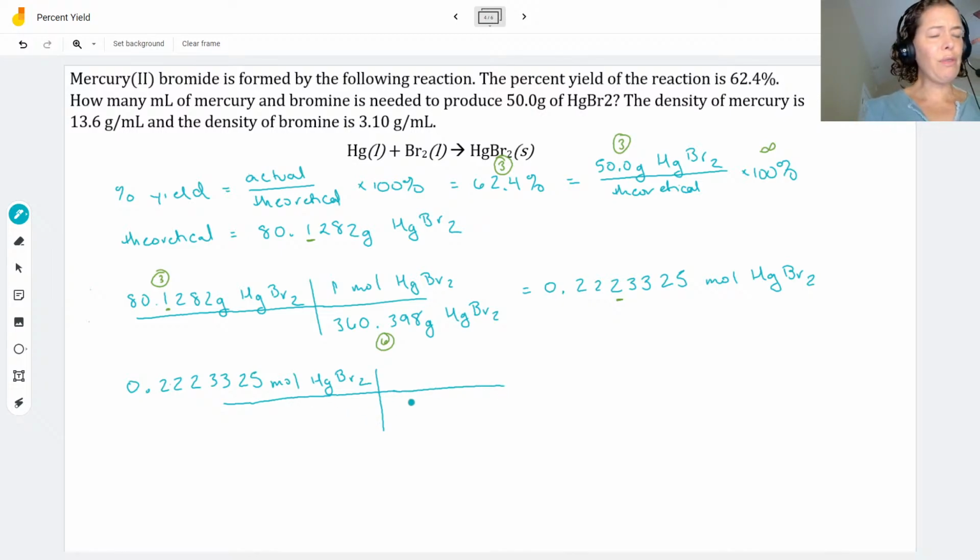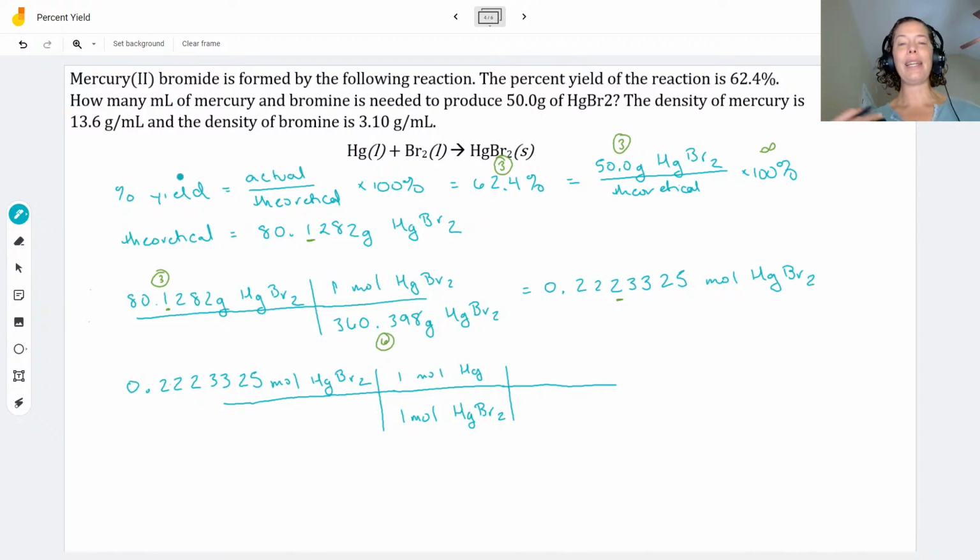Okay, so the first thing I need to do is I am in moles, so I am going to use my stoichiometric ratio to go back to mercury. Great thing about this is it's 1-to-1, so it makes the math really easy. Those 1-to-1s, I love running across those. Okay, so now I am in moles of mercury, but I need to get to milliliters. How am I going to get to milliliters?